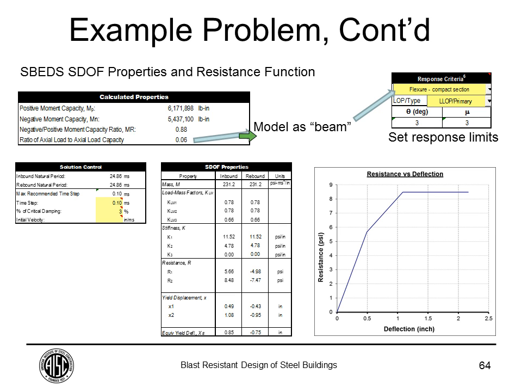So when we pick our response limits, we're going to treat it as a beam in flexure. Low level of protection, primary element, we're only allowed to go to 3 degrees of rotation and a ductility of 3. This is the natural period of the element, which is 24.86 milliseconds. This table right here is the single degree of freedom properties that SBEDS calculates based on the inputs of the geometry and the member size and the support conditions.